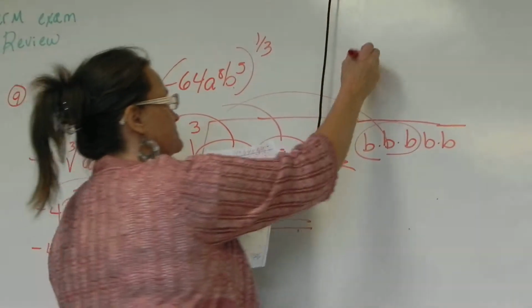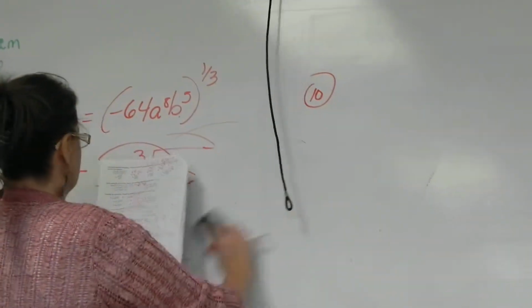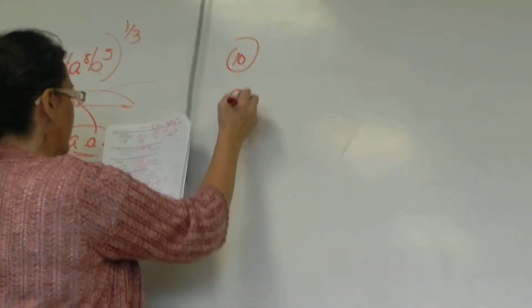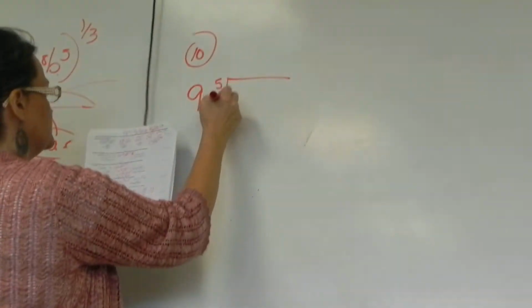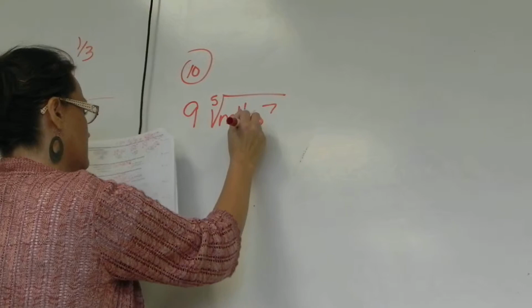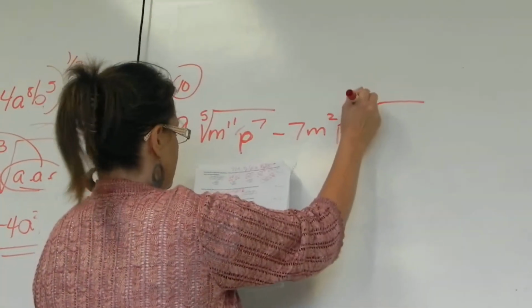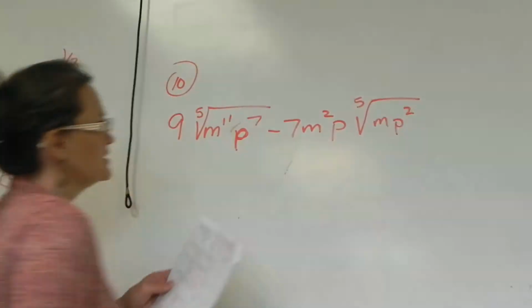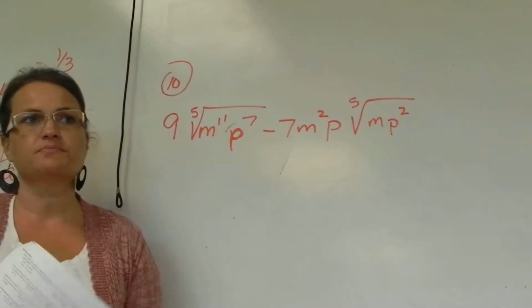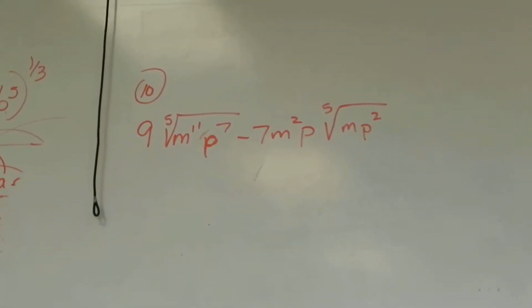Okay, number 10. So number 10, still on the radical theme. You want to reduce these before proceeding. So these are not like radicals, but there may be a way to reduce them so that they are, and that's exactly what happens here.